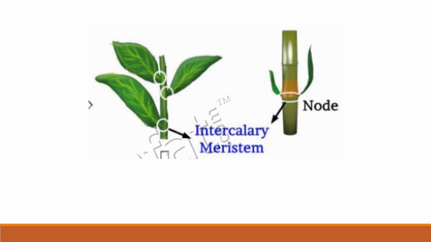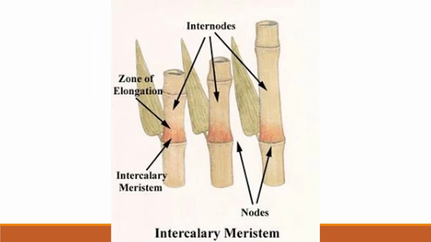Next is intercalary meristems. As we said, for example, there are the nodes. For example, you can see the sugarcane here. In this figure, you can see the meristems. For example, these are bamboo sticks. In the bamboo sticks, these are the nodes. It's easy to understand in this. And these are the internodes. This reddish part you can see is the zone of elongation, and these are the intercalary meristem, or the meristematic tissues present in this area.